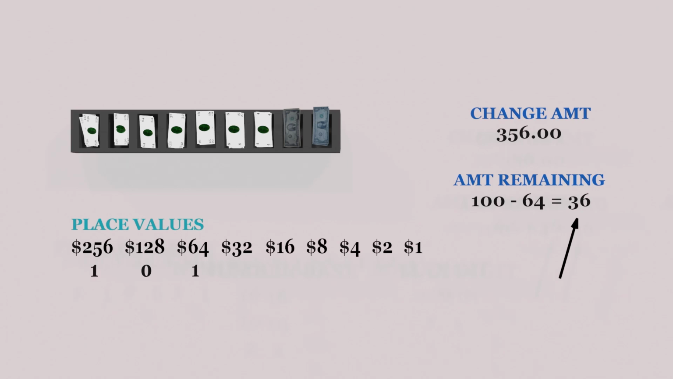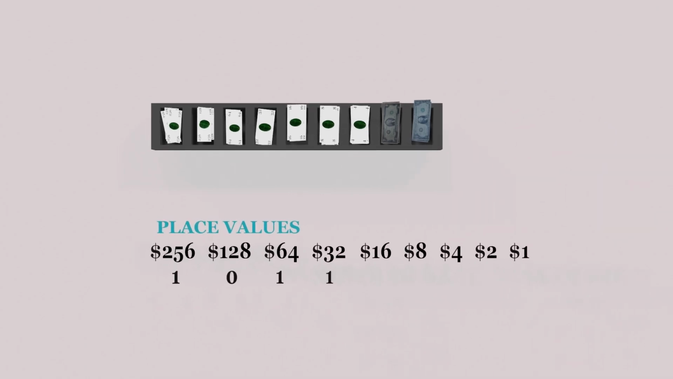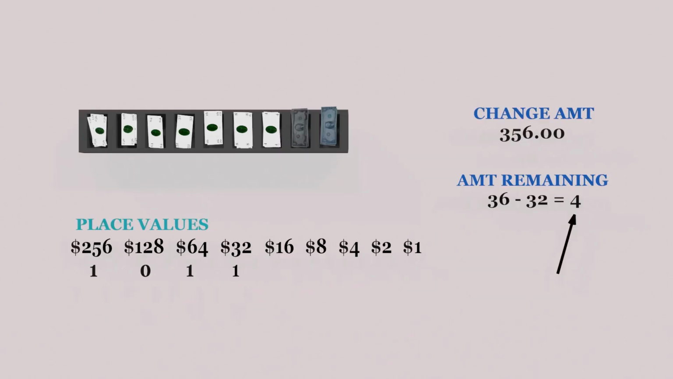So let's go on to the next denomination, which is the $32 bill. Can we get a $32 bill out of the remaining $36 in change? Yes, a $32 bill is less than $36. The cashier will give you one $32 bill and we will place one in the 32 place. Our number will now look like this. After giving out that $32 bill, how much change do we have left to give out? Simple. Subtract 32 from the 36 we had remaining in change, and that will give us $4. We have $4 left to give out in change.